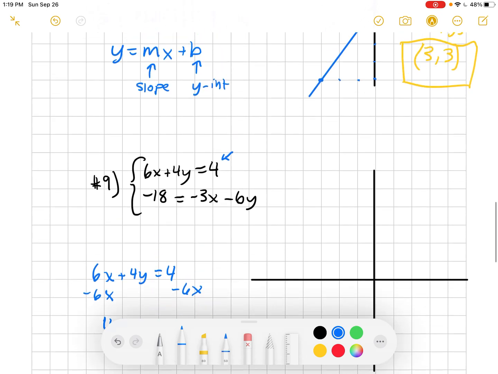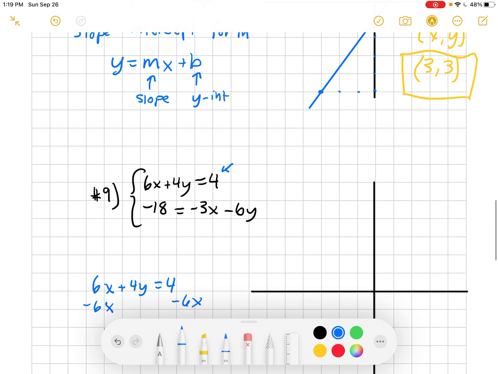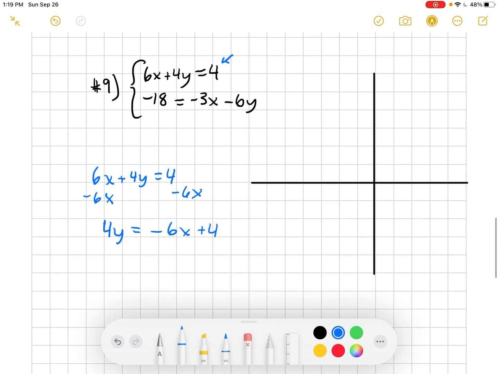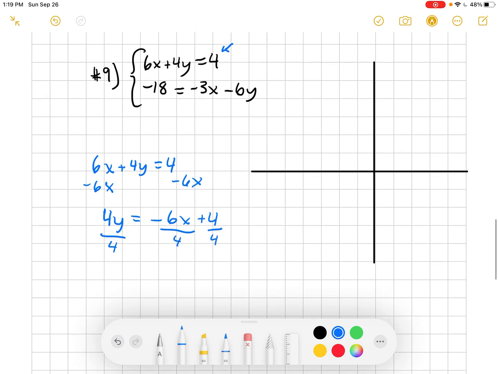The reason I did that is I want it to match as close to our slope-intercept form as possible. You could write that 4 minus 6x, that is also correct, just so long as you recognize what you're doing. I'm going to keep it this way for now, though. From here, we can go ahead and divide by 4 to everything. And then we just have to simplify.